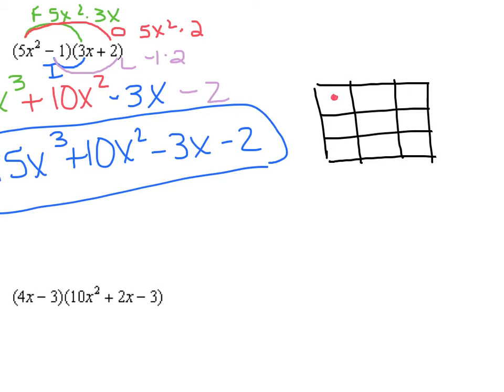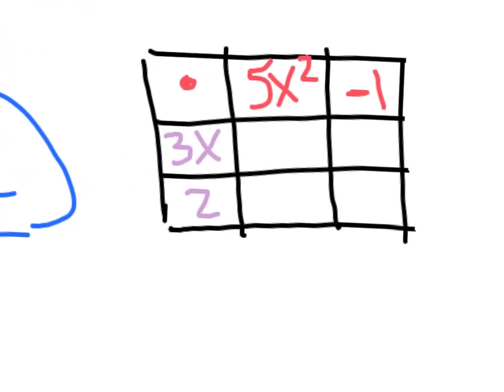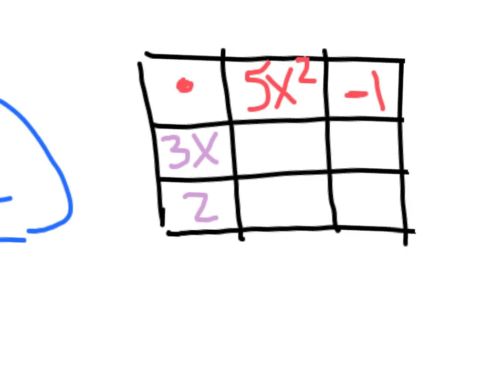And then I've got 5x squared and then the minus 1. And then on down here would go the 3x and then the plus 2. And then we fill in just like so. So 5x squared times a 3x. Let me make this a little bigger. There we go. That would be your 15x to the third power.